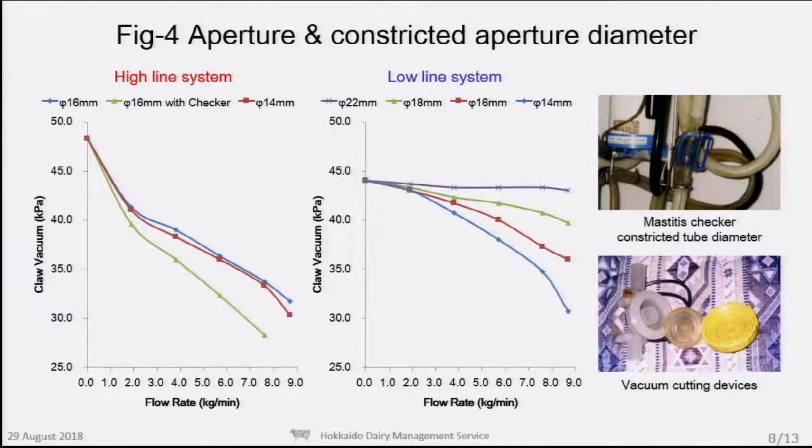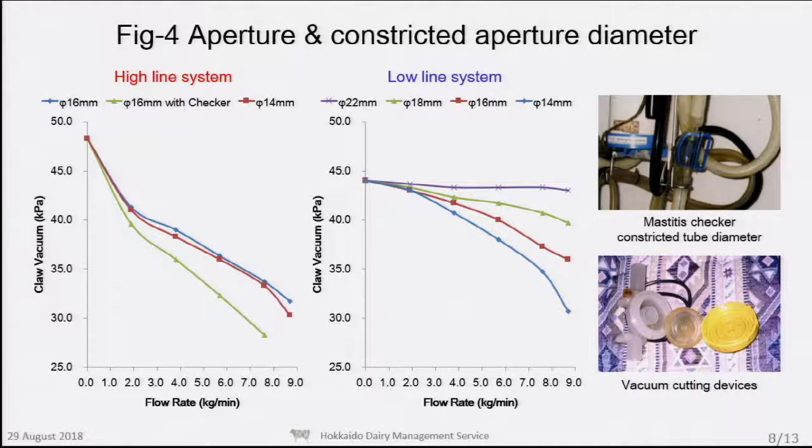This slide shows the factor of milk tube diameter and narrow point on high and low line systems. On the high line system, milk tube diameter has 40, 60, 60 with milk checker. A small difference in aperture diameter made a big difference in high line system vacuum, like a bottleneck. On the low line system, milk tube diameter has 14, 16, 18, 22 millimeter. Smaller diameter makes low flow vacuum clearly lower.